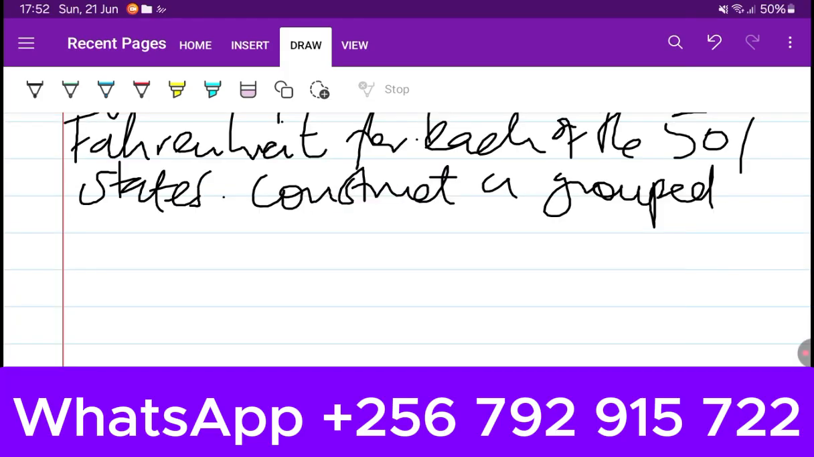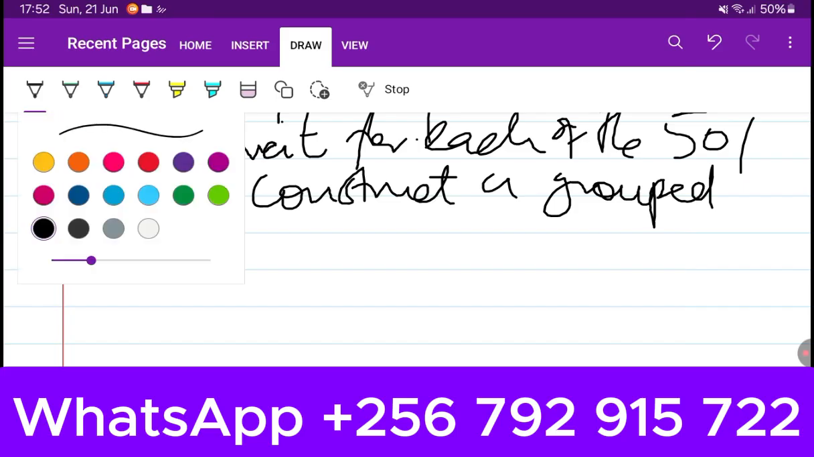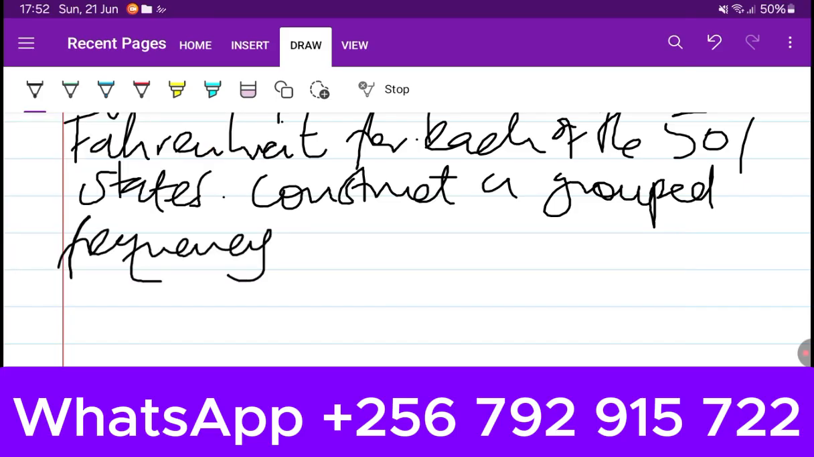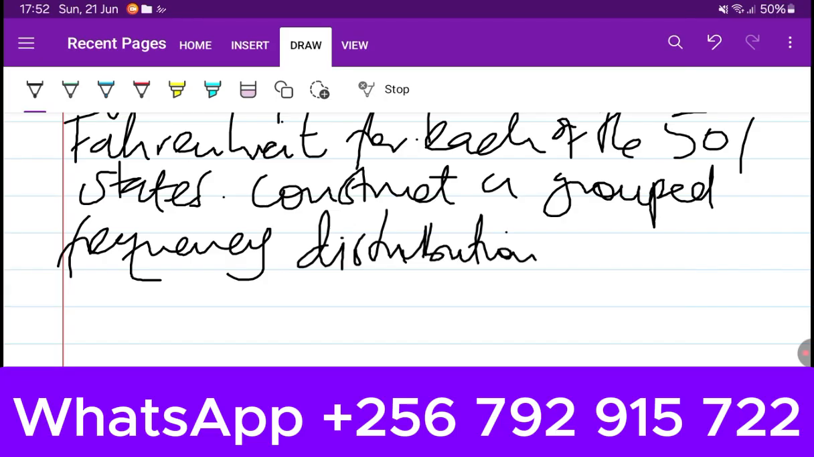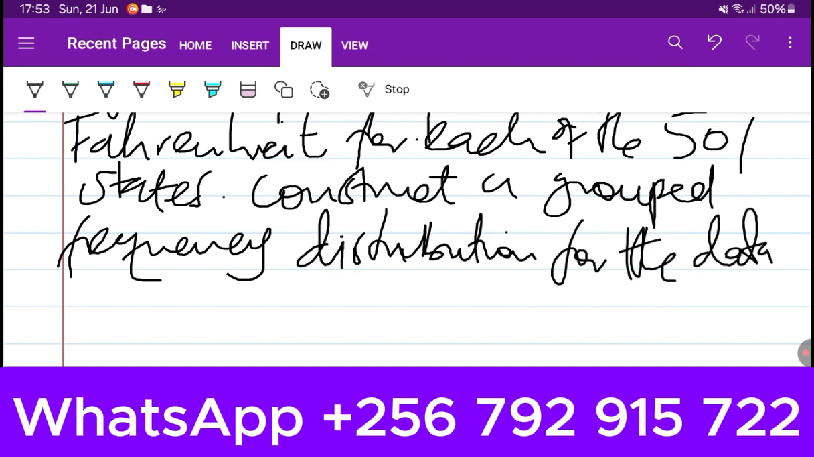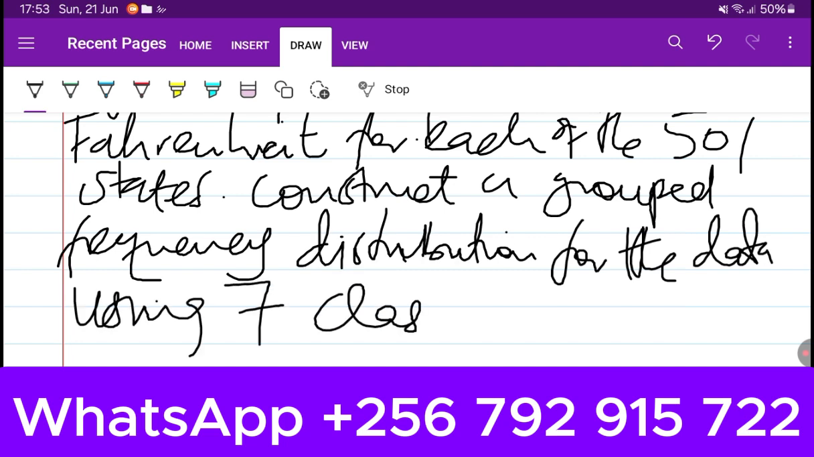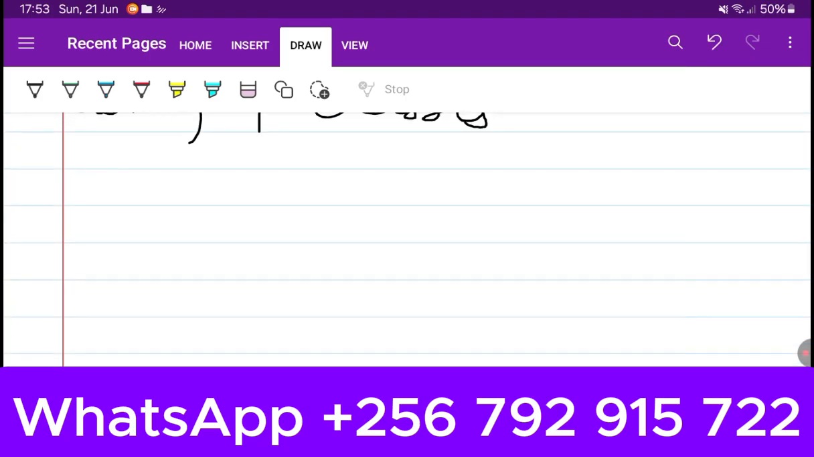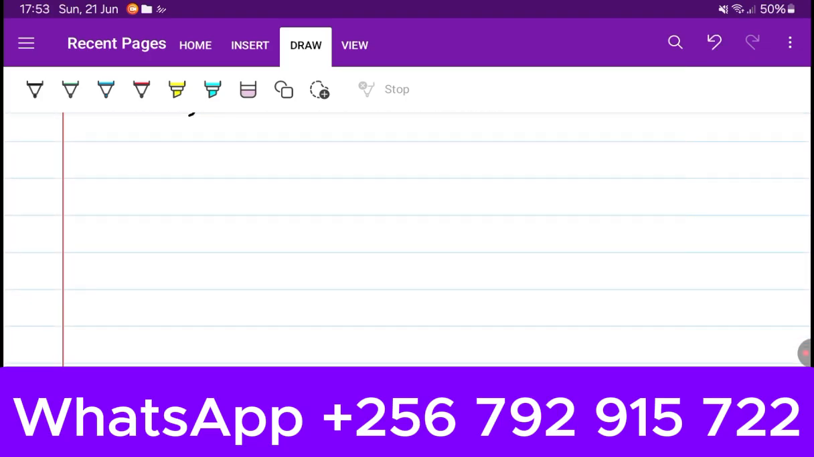Construct a grouped frequency distribution for the data using 7 classes. Here they have given us the classes they want us to do these computations for. So let's have now the data set.